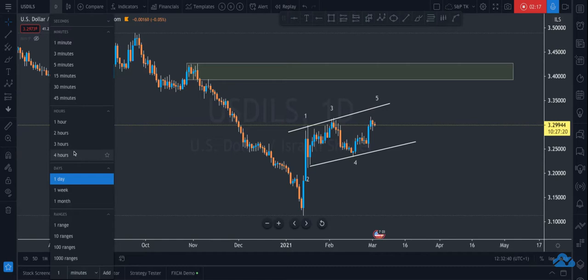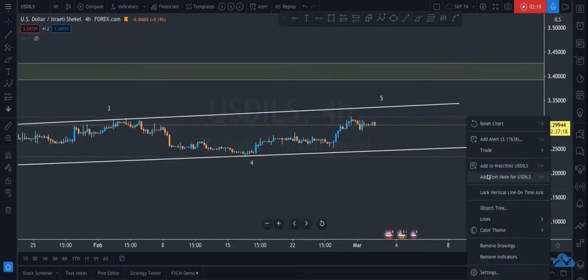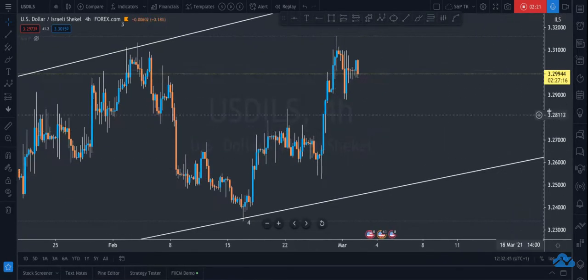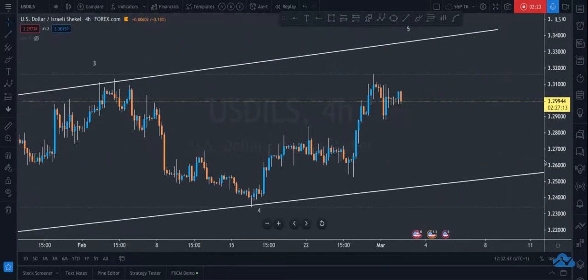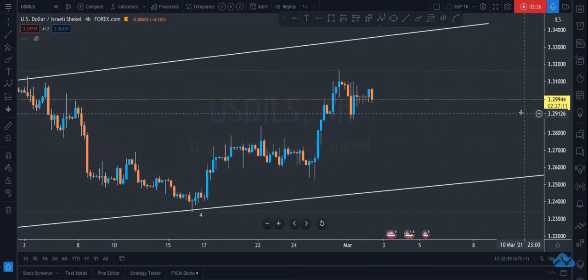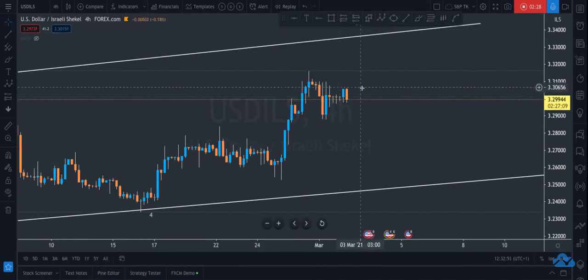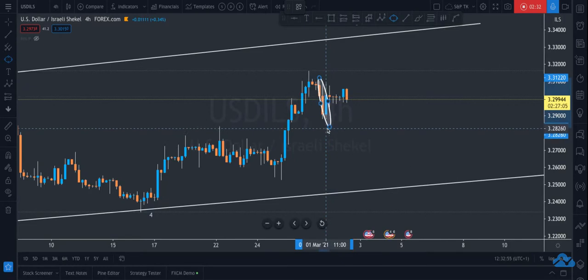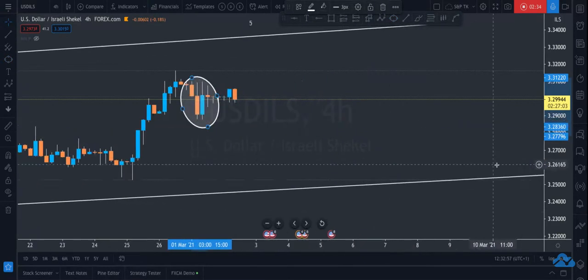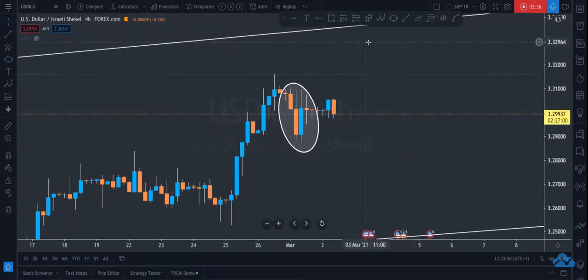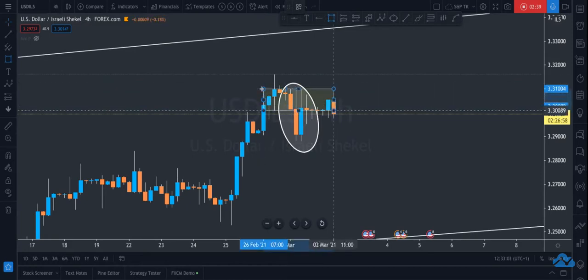And a very interesting setup, a candlestick pattern, we have on the 4-hour time frame. Here in these two candles, let me show you, we can draw a very interesting structure.